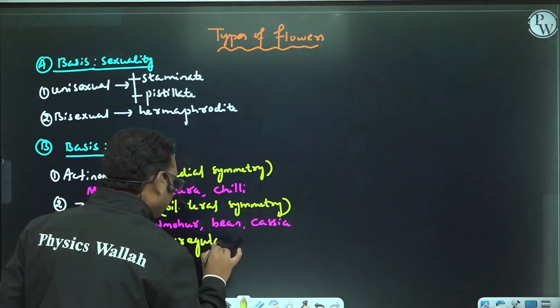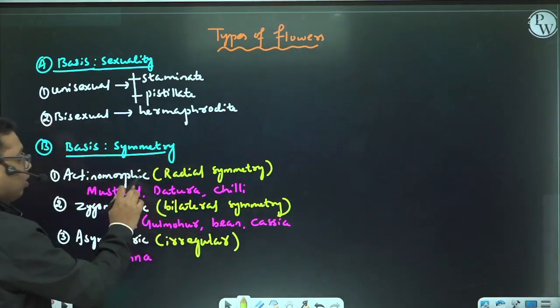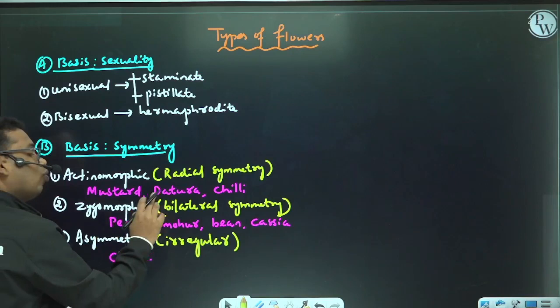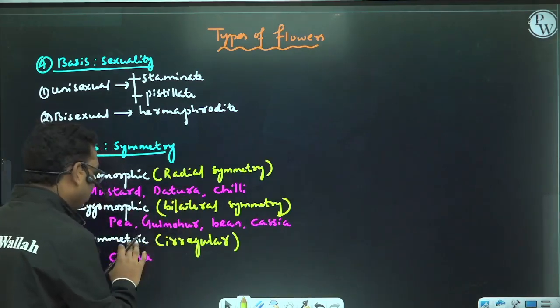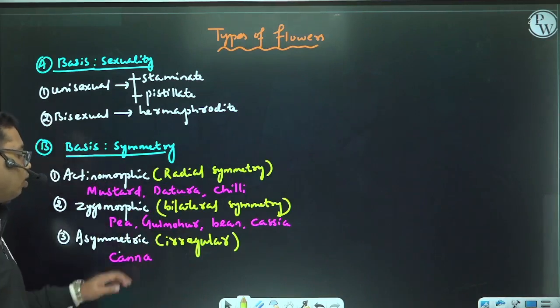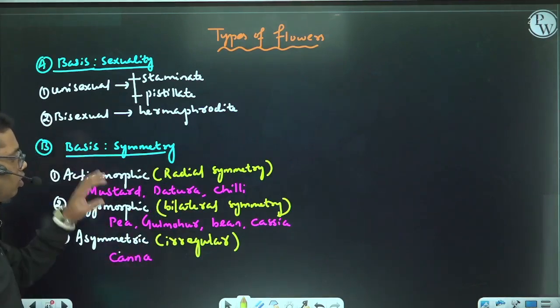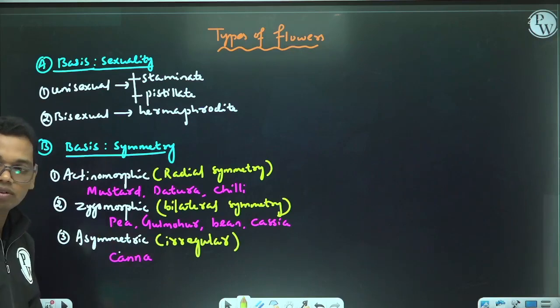If it can be divided into two equal halves in any radial plane, actinomorphic; in one longitudinal plane, zygomorphic. If it cannot be divided into two equal halves, that is asymmetric or irregular, and the example is canna. These examples are very important.